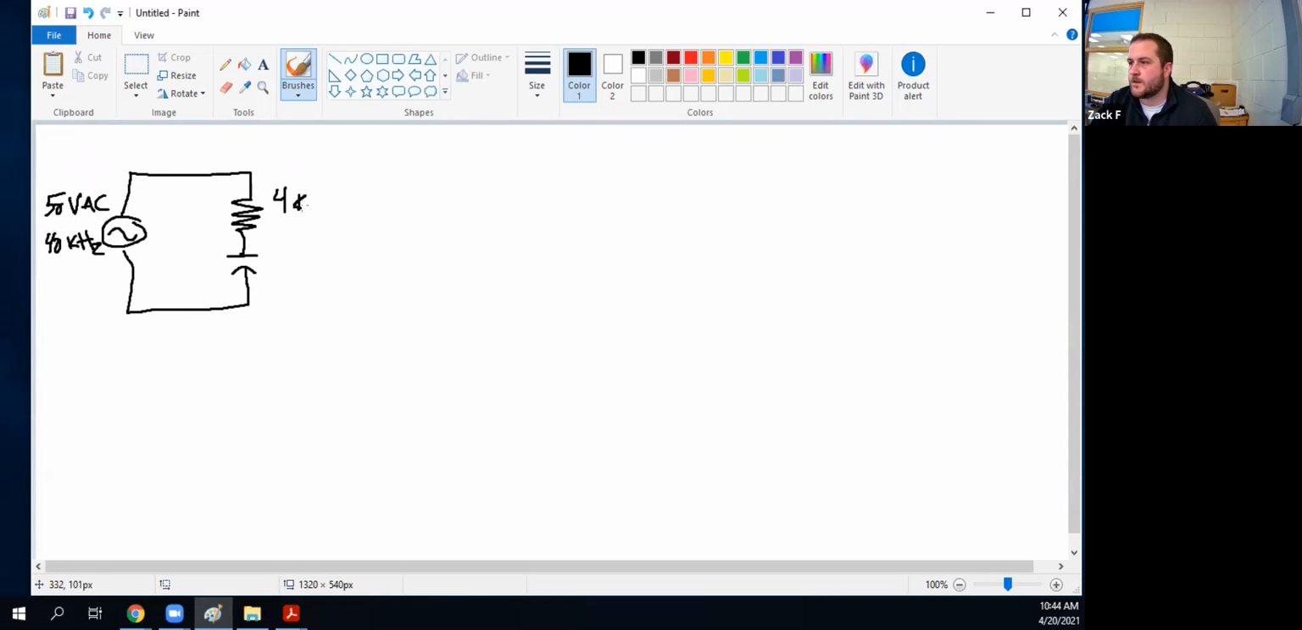And let's call this 4 kilo ohms, and let's call this 5 nanofarads. And it's going to ask you to solve for everything. That 40 kilohertz.